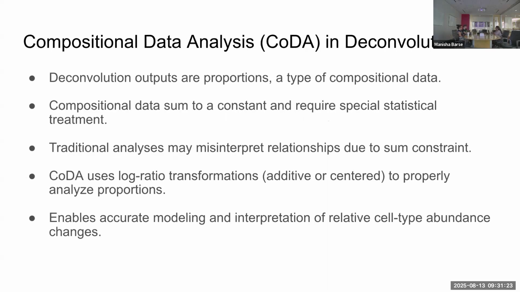Also, these deconvolution outputs come as proportions, a type of compositional data. The proportions sum to one, but the challenge is what type of statistical treatment the composition might require. Some methods might misinterpret this relation because of the sum constraint. The paper suggests doing compositional data analysis, using log transformations or log ratio transformations to analyze the proportions properly, so that it can enable accurate modeling results and interpretation for the cell type abundance in the given data set.